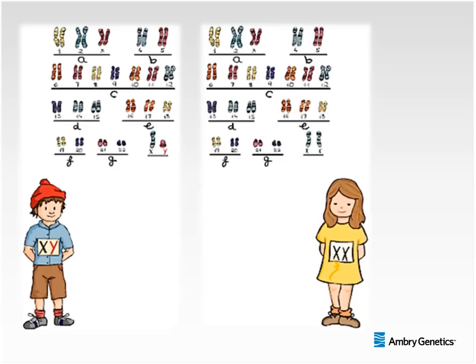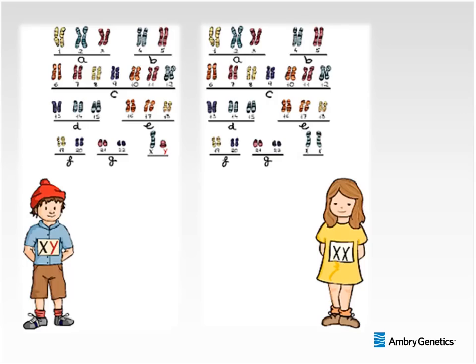So first of all, we're looking here at two sets of chromosomes. On the panel with the boy labeled XY, he in fact has 22 pairs of chromosomes that are exactly the same. And at the bottom, you'll see he has one X chromosome and one Y chromosome. And if you look at the panel with a little girl labeled XX, she has the same 22 pairs of regular old chromosomes plus 2 X chromosomes.